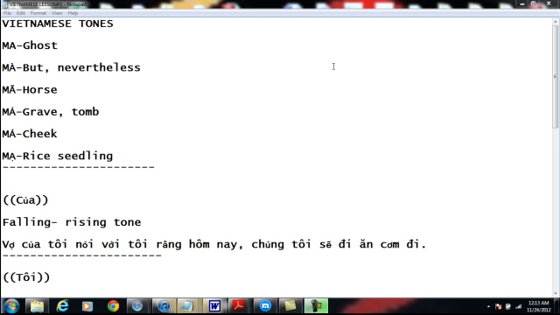So I just wanted to bring that to your attention. If you're learning Mandarin and you're considering learning Vietnamese, I think it will be a great choice. You'll find a lot of similarities amongst these two languages. So let's get right to it.